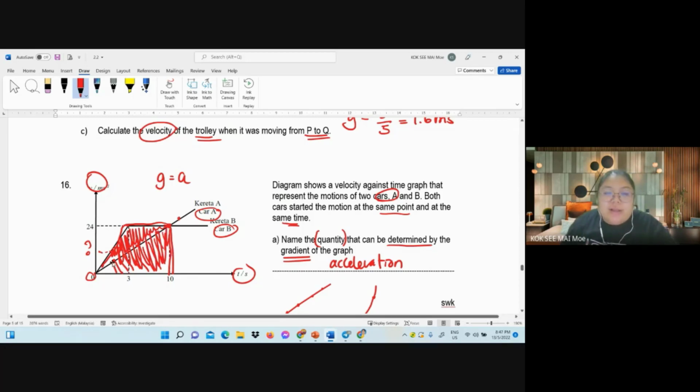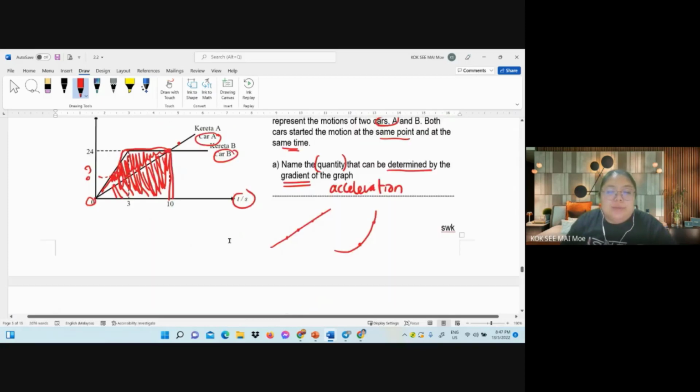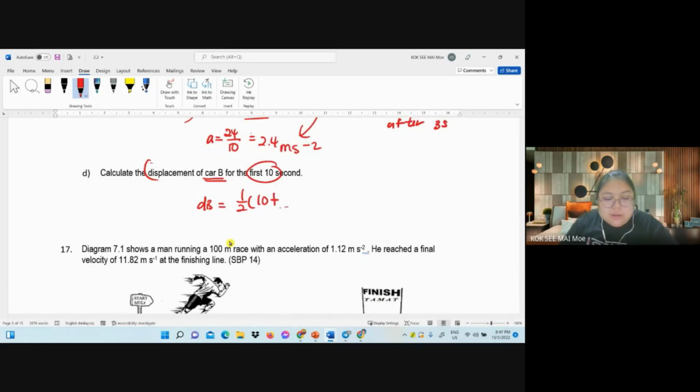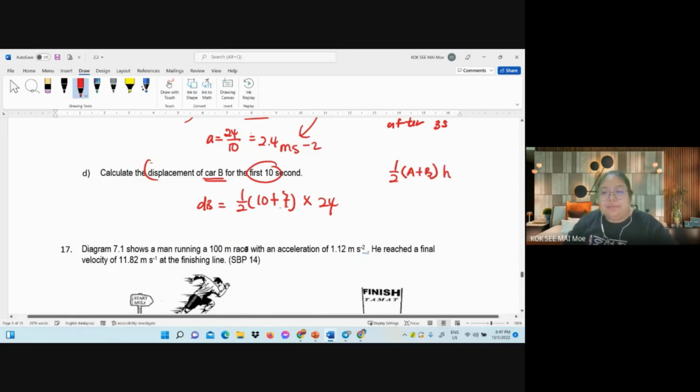Car A is a triangle. Car B is a trapezium. So for the trapezium, the formula is half (a plus b). So 10 plus about 7, then multiply by the height, which is 24. So remember the formula for a trapezium: a plus b, then multiply by the height. So the displacement of car B for the first 10 seconds, I find, is 204 meters.